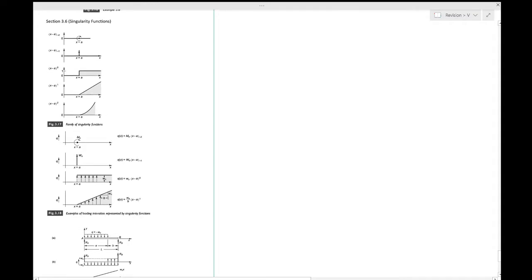Okay, so another and perhaps the last topic to learn over here is the singularity functions, and we will see that they are extremely useful when the loading is of a complicated nature. Okay, so let's see what we mean by them and how we can actually use them in the problems of this course.